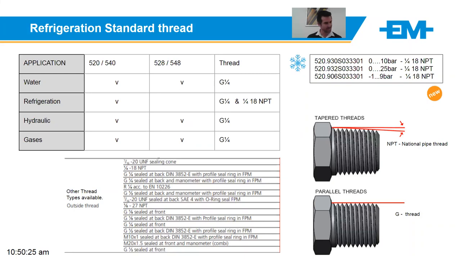As you can see in the catalog, everything is G quarter. These are extra 520 units we're bringing in to complement the refrigeration market. Some guys in refrigeration use the G quarter, but I've heard it from multiple people, Joburg, Cape Town, Durban, that they prefer the NPT. So we've started to bring these in as well.